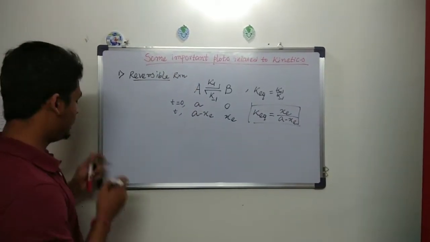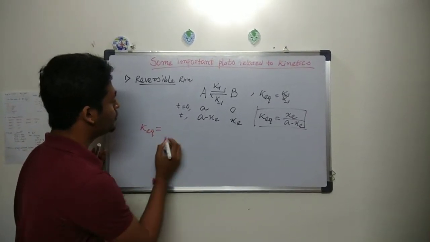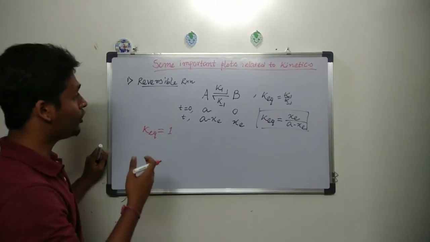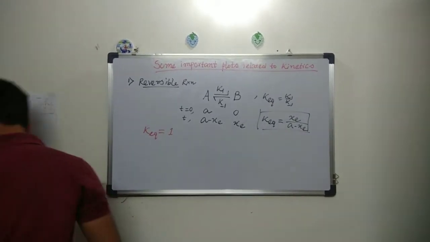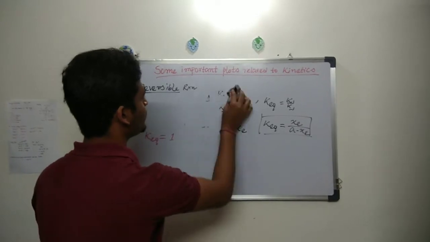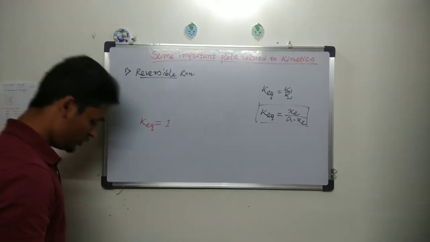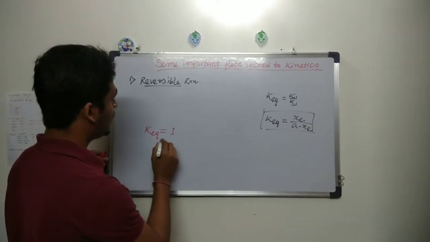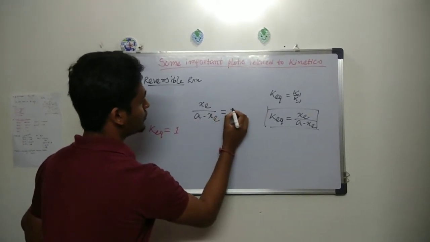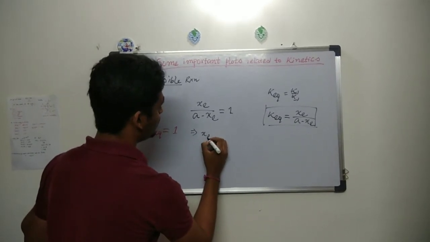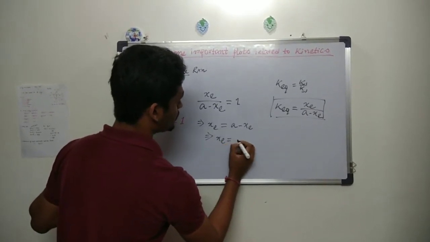So this is the thing. Now they may ask like this: if they give you the K equilibrium value that is equal to 1, what will be the plot for A and B, the concentrations of A and B with respect to time? We need to remember what K equilibrium means. Now they have given that it equals 1, so Xe equals A minus Xe. That means Xe equals A by 2.